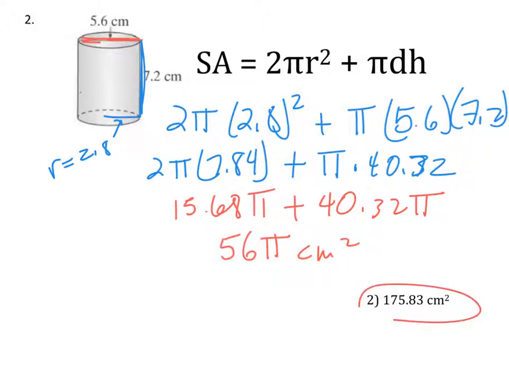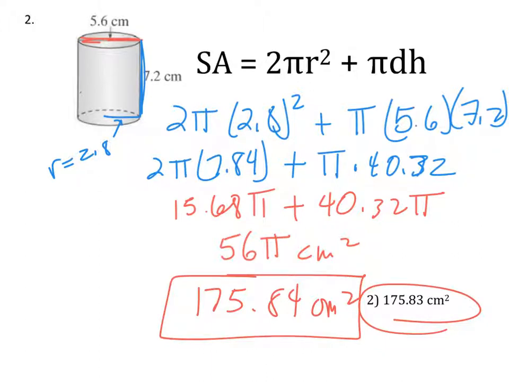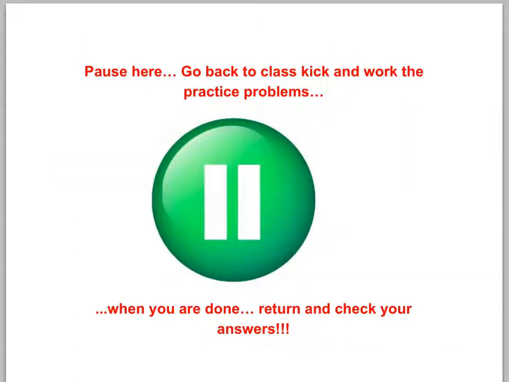So my answer key's off a little bit here. 175.84-ish, right, centimeters squared. So I must have rounded beforehand at some point or something like that. So there you go, surface area of this cylinder. Pause here, head back into class, work on one, and come back to check it.